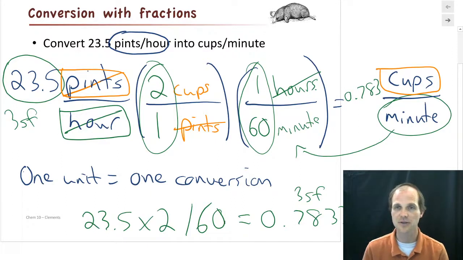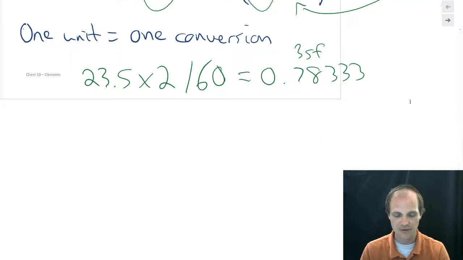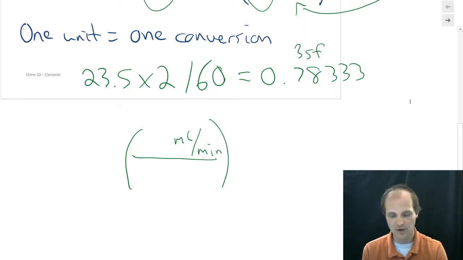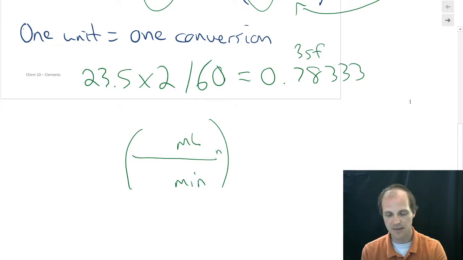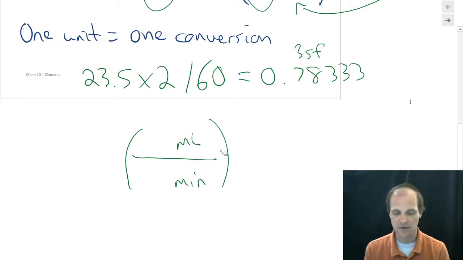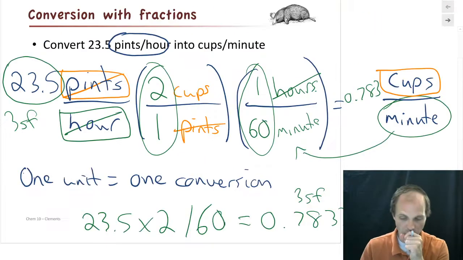So that's how we do fractional conversions. 1 unit at a time, not 2 units. You're not going to convert pints per hour. Never in this class are we going to have a conversion factor where you have 2 units in the numerator and 2 units in the denominator. Just never going to happen. 1 unit in the numerator, 1 unit in the denominator, and it's always going to look something like that. So just be aware of that when you're doing these kind of conversions.